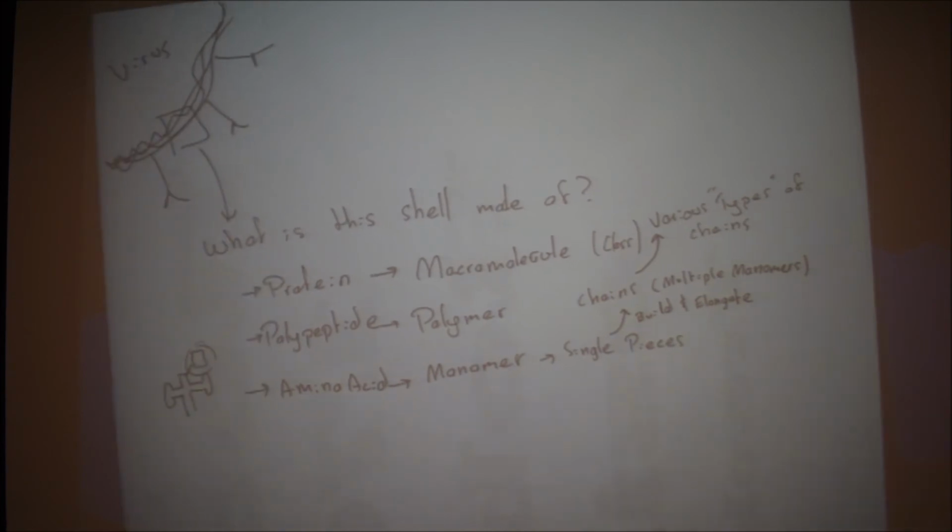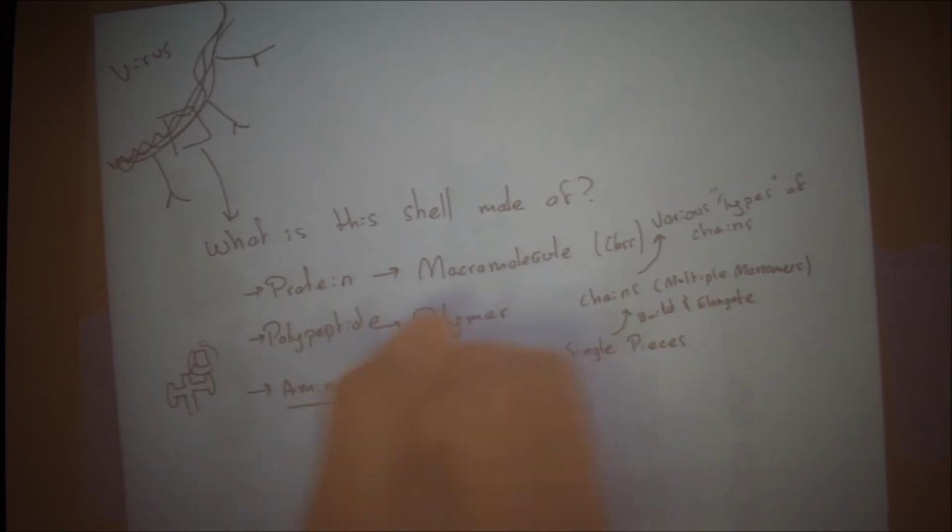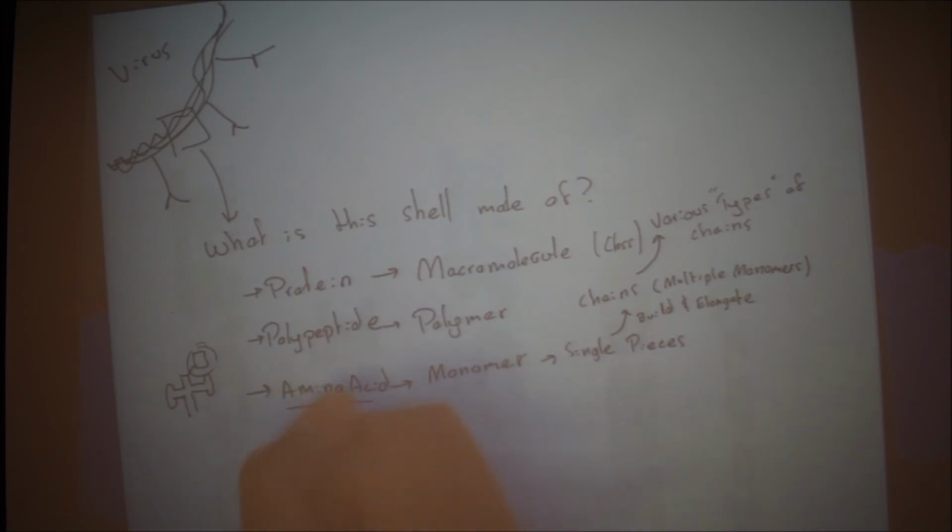Okay, cool. Let's go ahead. There are 20 different monomers of this type of molecule. Okay, so we're going to go ahead and talk about the shape of this, right? So what does the shape look like? Right here, the shape of an amino acid is going to look like this.